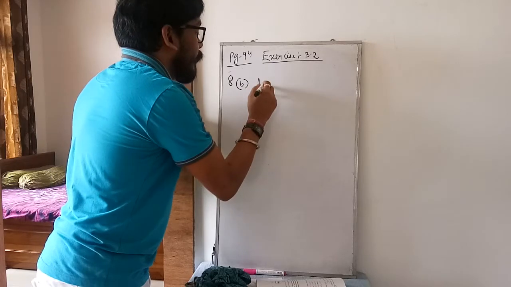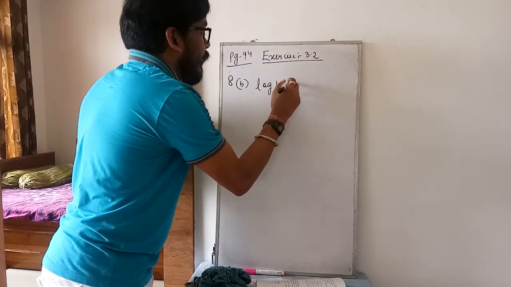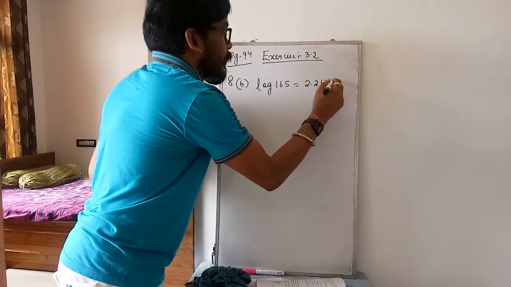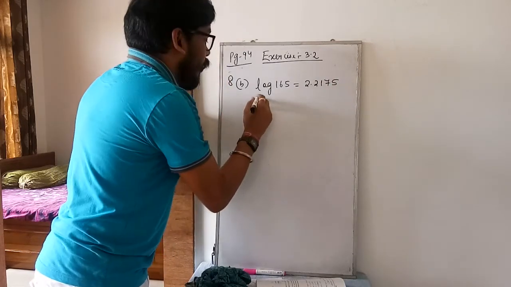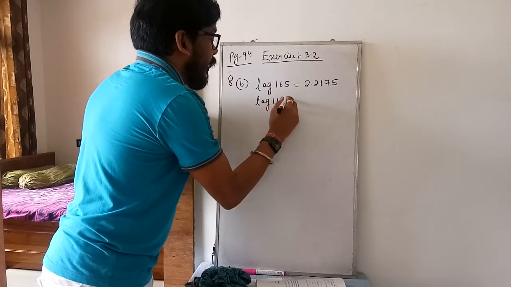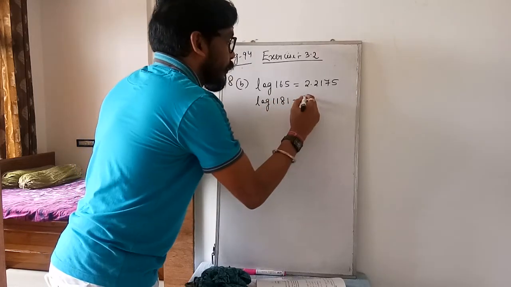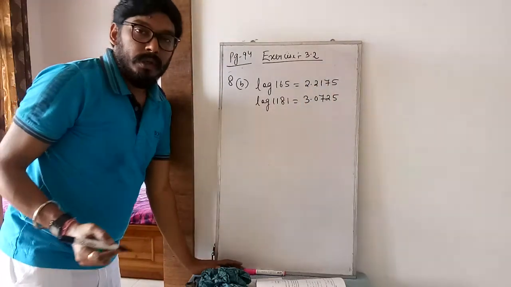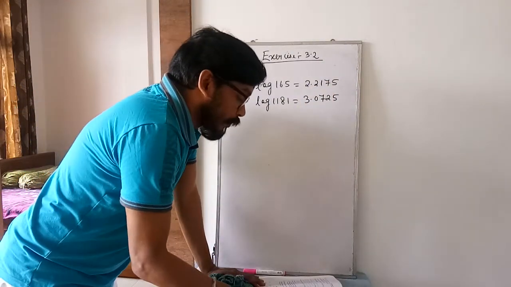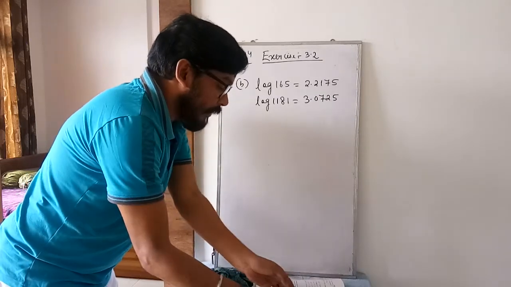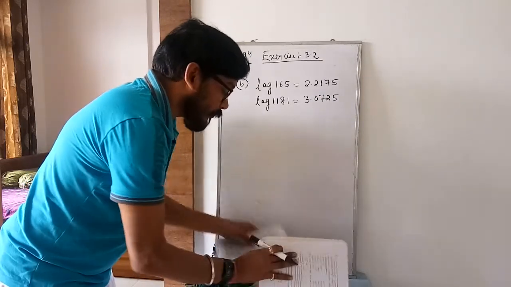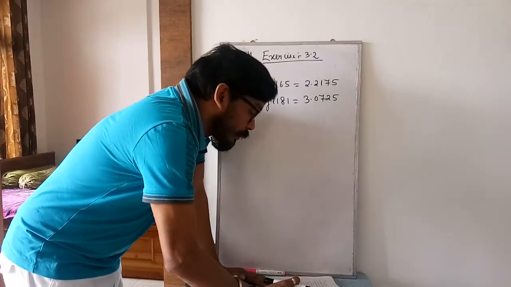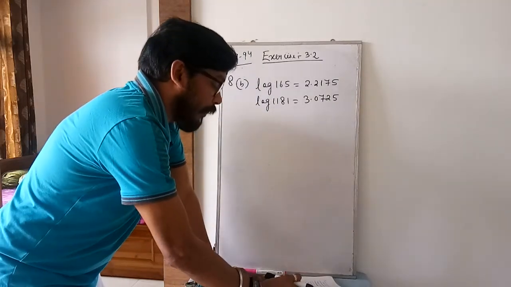So let me write log 165 equal to, given, 2.2175, and log 1181 equal to 3.0725. By using these two values only you have to solve the sum. So I have to find the value of 0.00000165 whole to the power 1 by 3.